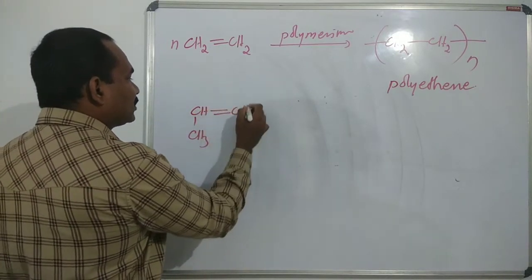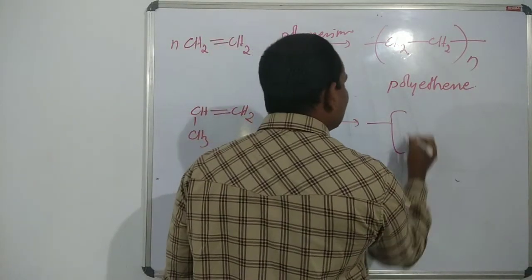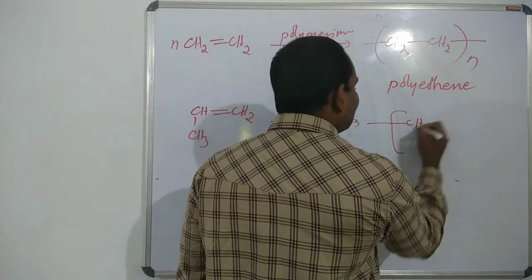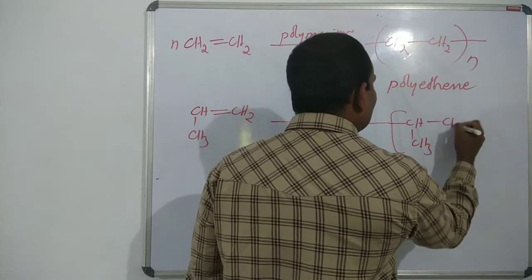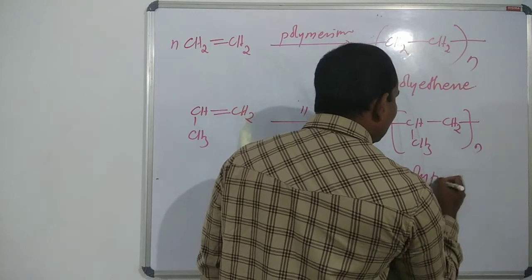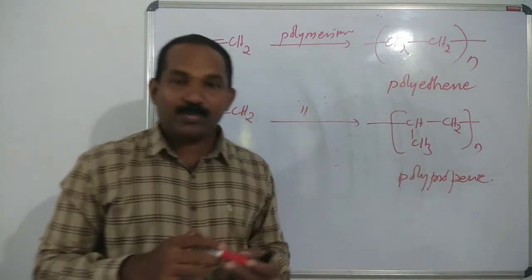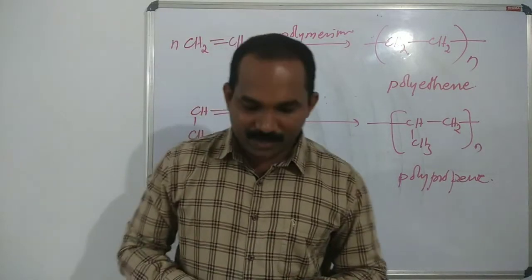Similarly, you can take propene, written like this. On polymerization, we get CH3, CH2 n times. Polypropene. Are you clear?